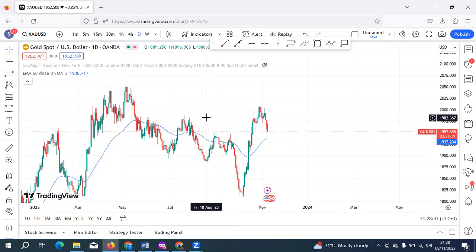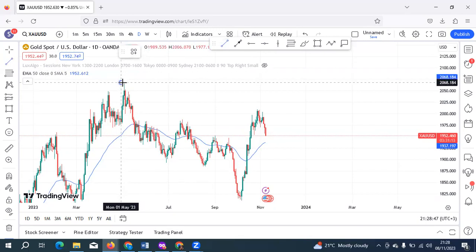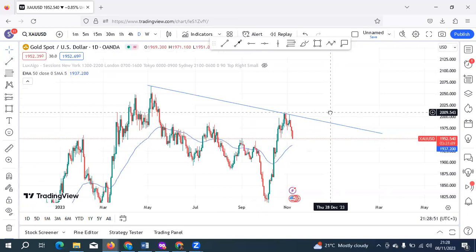But on my technical analysis, I was able to see that gold has reached a level on the daily time frame whereby it has failed to create another high. So gold is creating a lower high. If gold is creating a lower high, what am I looking for? I'm looking at my entry confirmations.